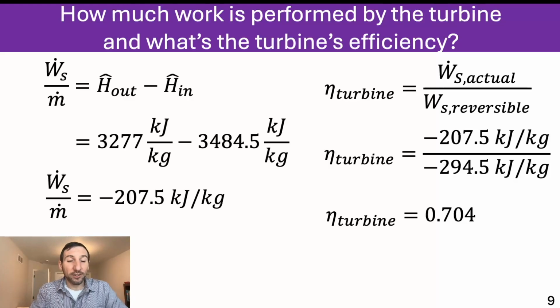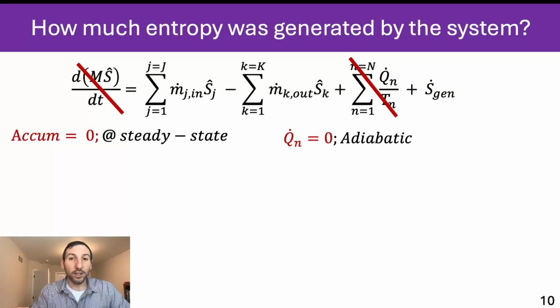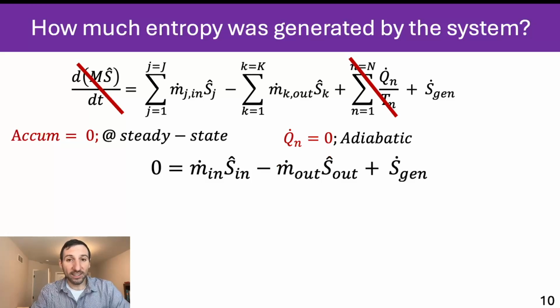Now that we have the efficiency of our turbine, we've figured out the actual amount of work that we performed. What we're going to do now is go and do our entropy balance and prove to ourselves that this is a feasible process. So we've got our entropy balance. As a reminder, we have no accumulation because we're at steady state. We have an adiabatic turbine, so the Q over T term is gone. But we now are going to have that S generation term because it is not an ideal process anymore. Now that we simplified everything down, we've got the inlet entropy minus outlet entropy plus generation is equal to 0.